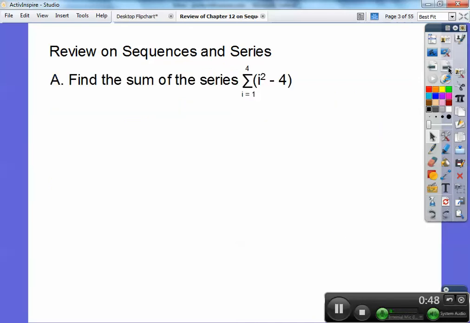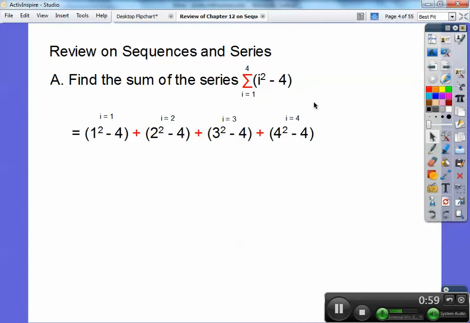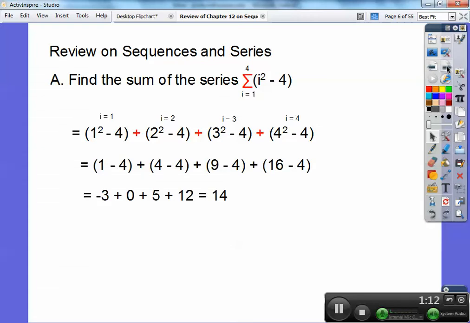Okay, let's go ahead and begin. Find the sum of the series. Okay, on this one, you guys, when it's only going up to 4, I just go ahead and list them out. Instead of trying to figure out any kind of formulas, just list out your first term, your second term, your third term, and your fourth term. And this sum means you put plus signs in between them. So there's i equals 1, i equals 2, i equals 3, i equals 4. And then crank those out, and you get 14 on that one.